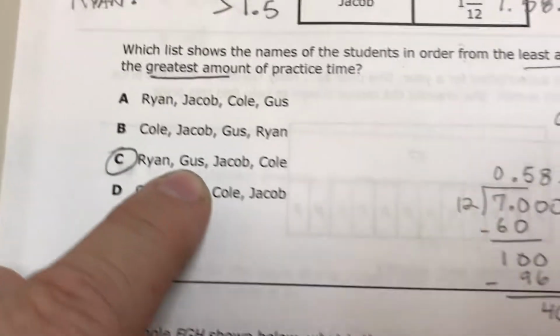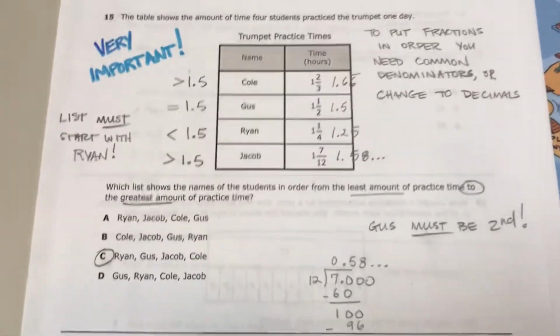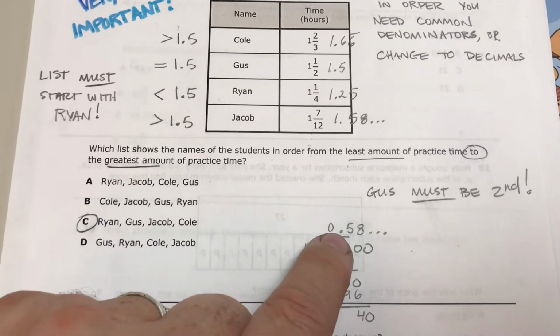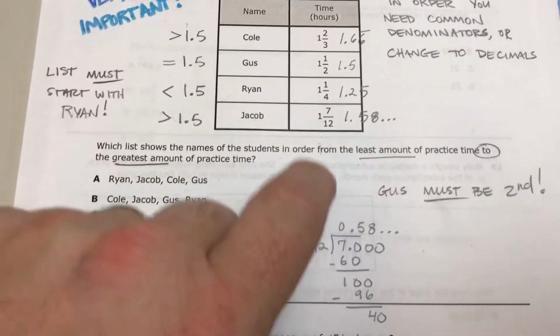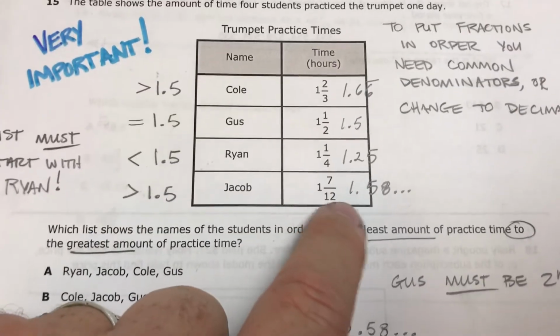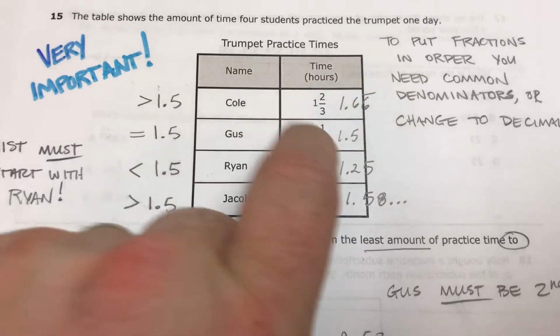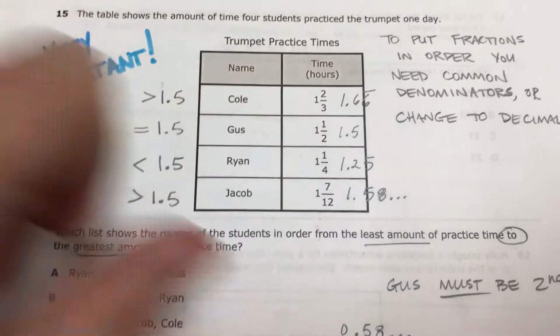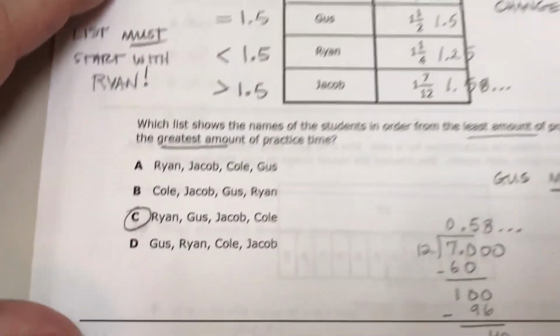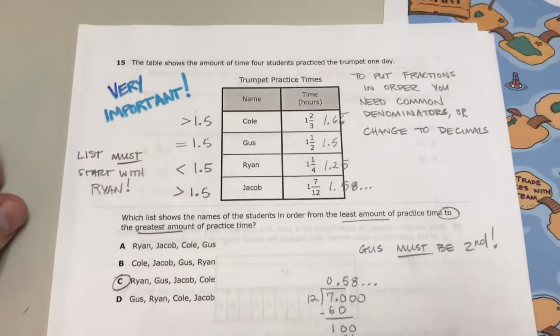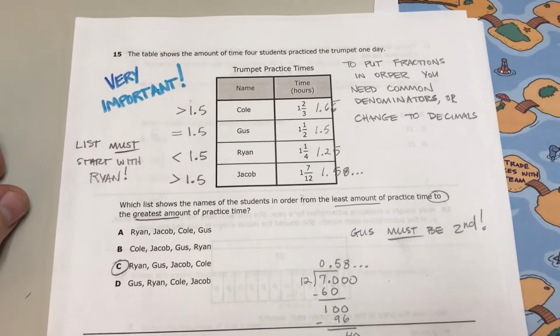So common sense, you can answer that question. If you need to do it mathematically, 7/12 is 7 divided by 12, which is 0.58 something. So Jacob is 1.58 something, which puts him higher than Gus but less than Cole, which means that he's got to be third place, which he is here. So again, common sense can help you a lot.